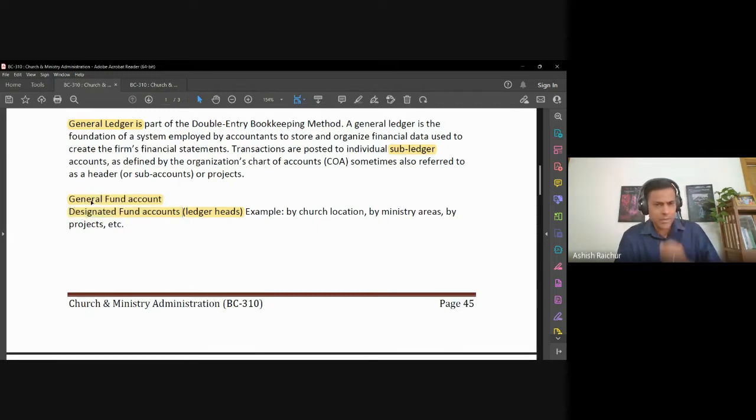That means we try, to the best we can, to track funds coming in by church location. There are five locations here in Bangalore. There's a sixth one in Mangalore. It's all one accounting. So with six locations, we track what money came in at each location.